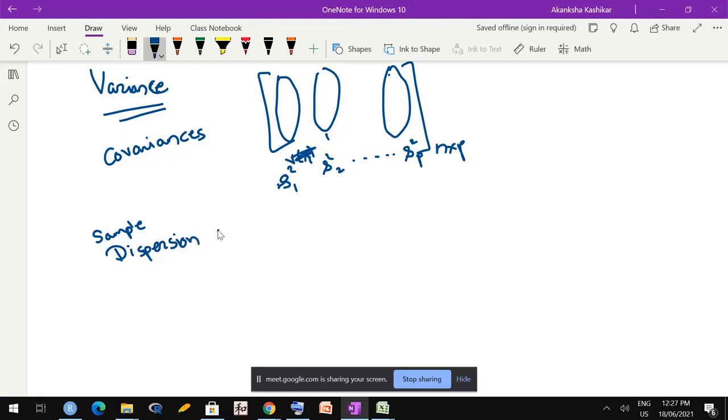Okay. We define what is called the sample dispersion matrix. I know some of you might have already studied these things, but I am repeating because we need to warm up before we start running. So this sample dispersion matrix, what would it have?